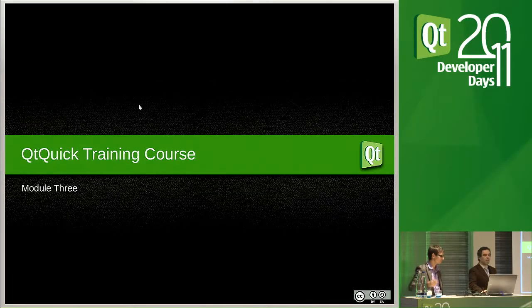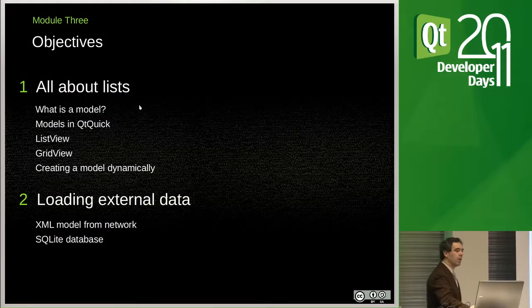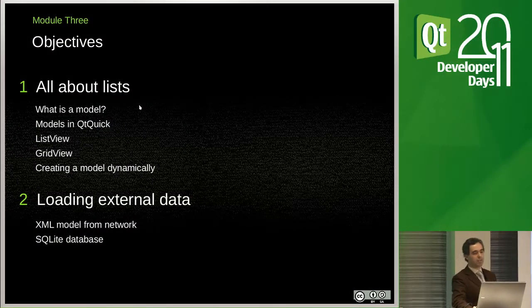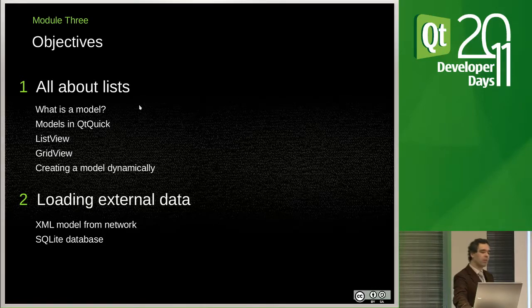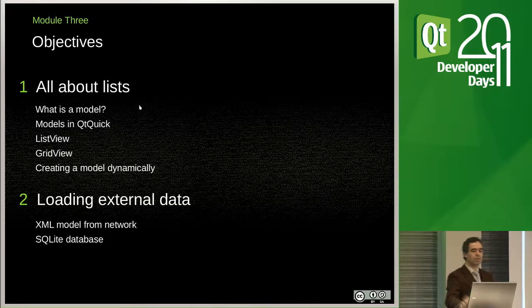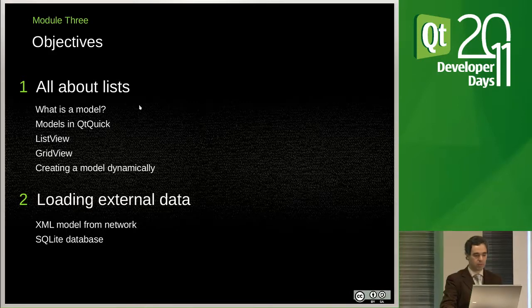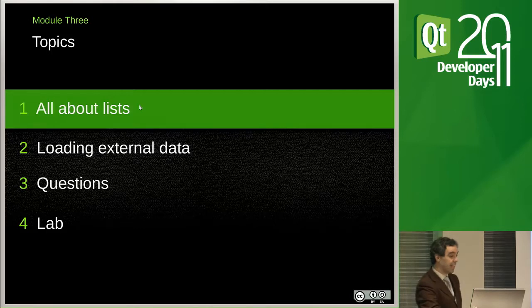Module 3. Now things are going to speed up a lot. In this module, in a proper training, we would spend roughly the same amount of time we spent on the previous module, and it's about lists and data, basically. We would talk about what a model is, show you a little bit about models in Qt, a list view, a grid view, creating dynamic data. Then Nicolas will talk a little bit about how you load that data.